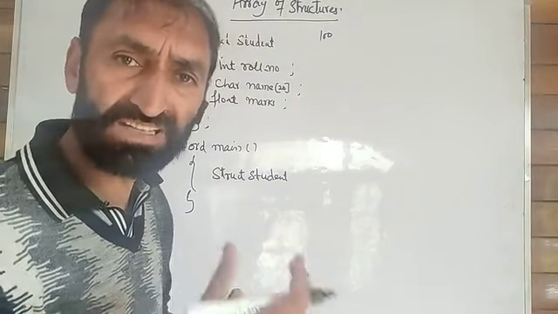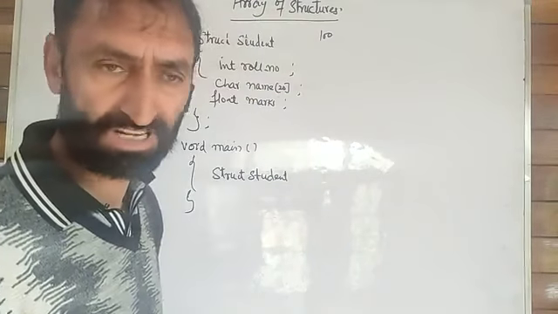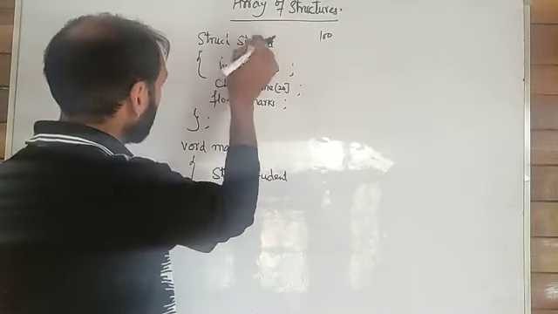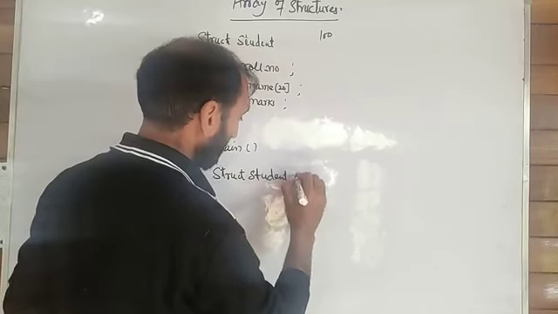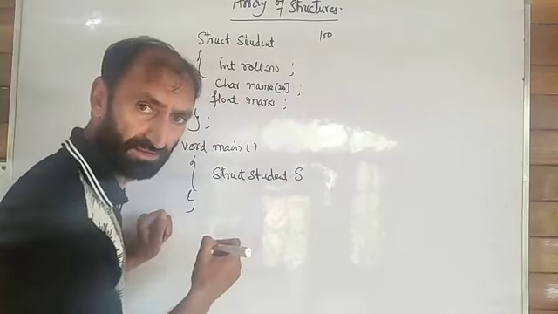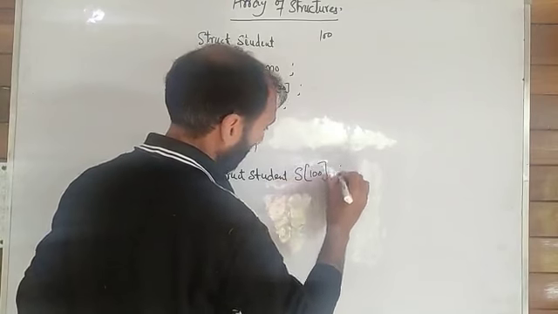How can we declare an array of these objects of the structure? By writing this data type, struct student, and for example, s is the name of the object, and we want to store 100. Here we can write 100, and that is it.